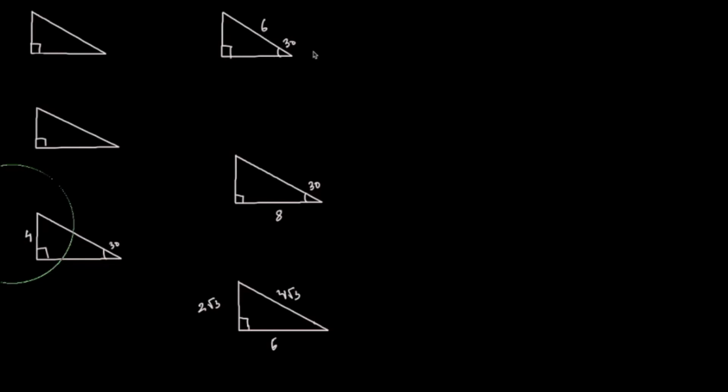Hey guys, today I'll be explaining 30, 60, 90 triangles to you. So let me just first write out 30, 60, 90 triangle. This is a special type of special right triangle. The other special right triangle out there is a 45, 45, 90 triangle.